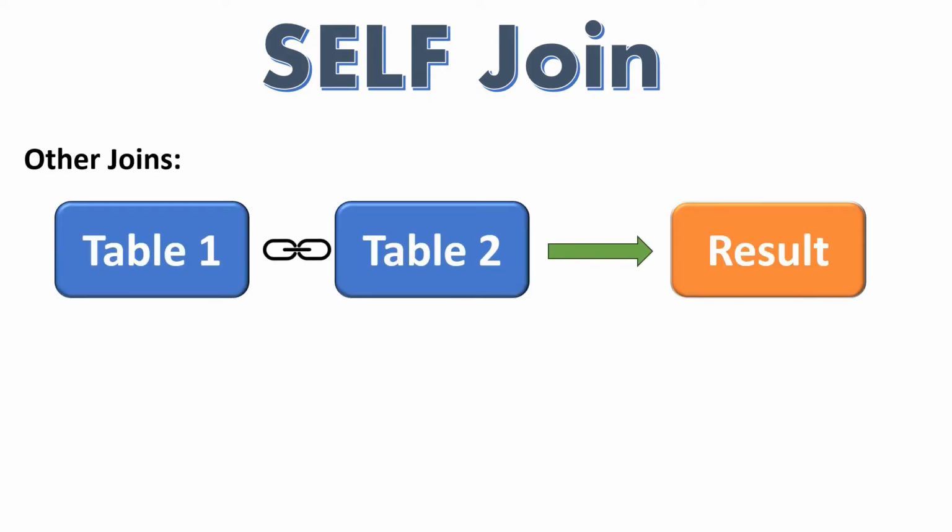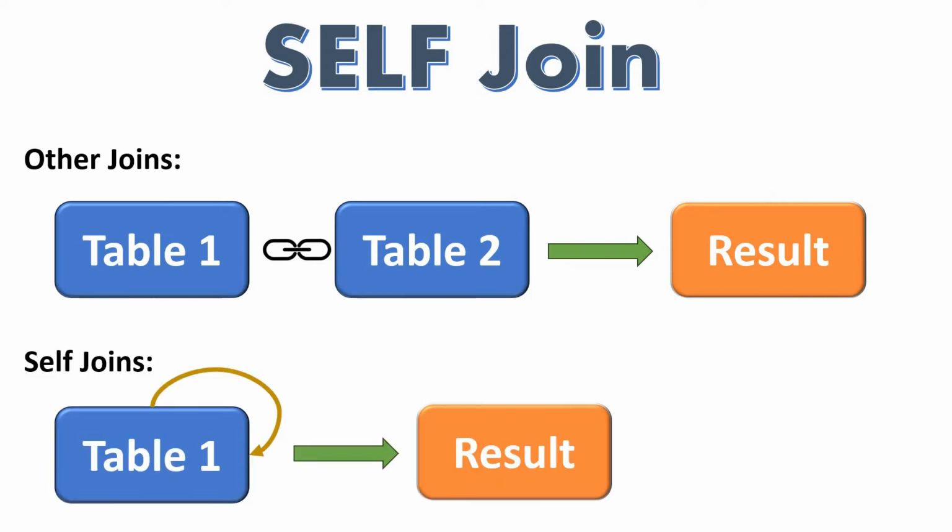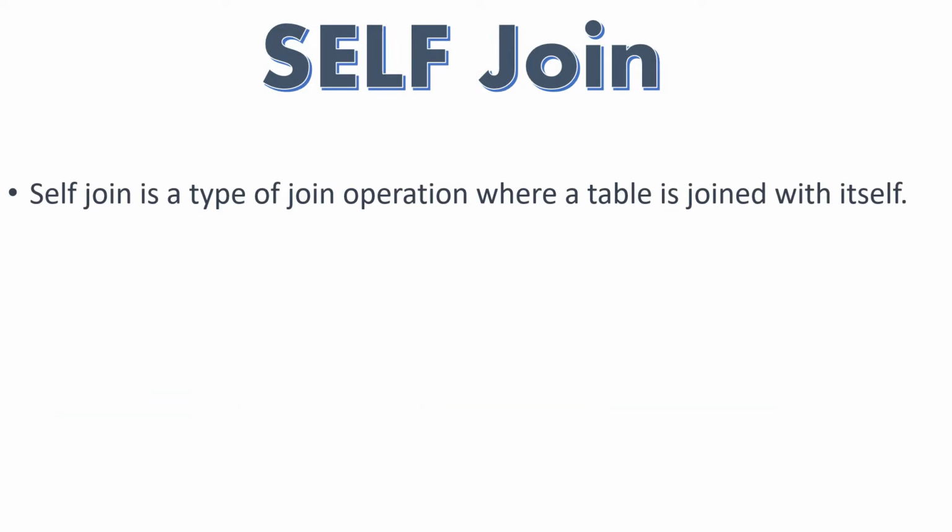So first let's understand what is self join. The self join is a special type of SQL join, because most joins link two or more tables with each other to return the final result set. But the self join links a table to itself. So guys, in self join a table is joined to itself, or in other words, it is a join between two copies of the same table.